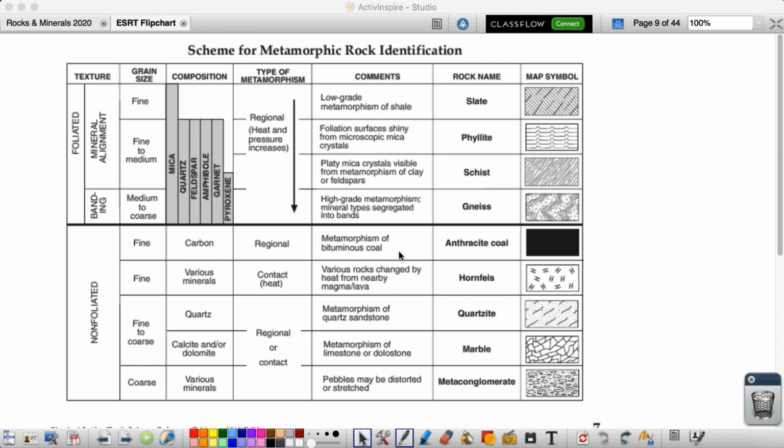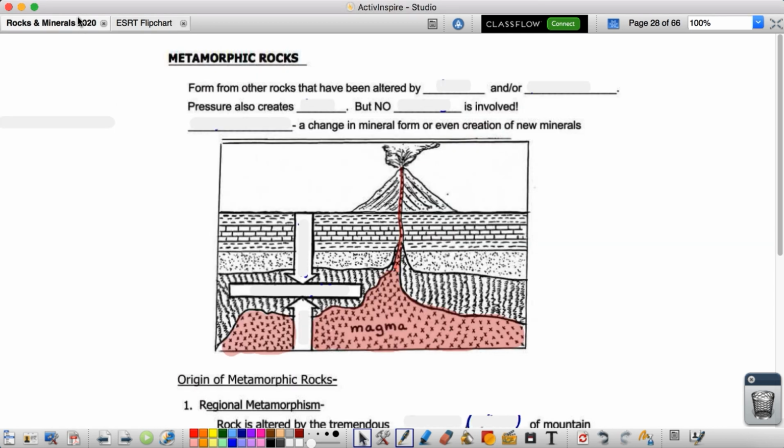And this comment section does include, in some cases, what rock is the parent rock that turned into this rock. And finally, we have the map symbol that we would use on a diagram to indicate which one of the rocks we're trying to depict. Okay, so just a little overview here. Now we're ready to go to our rock and mineral packet, pages 17 and 18. So let's take a look at what we got here.